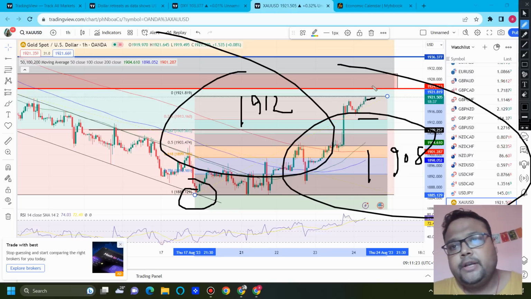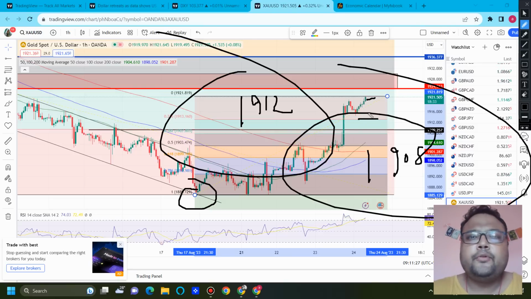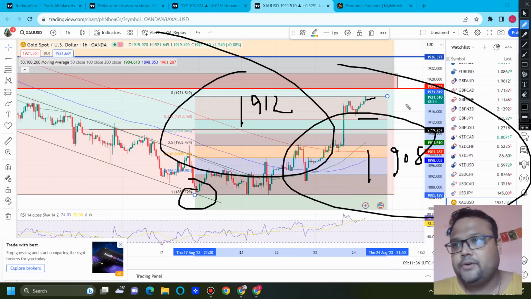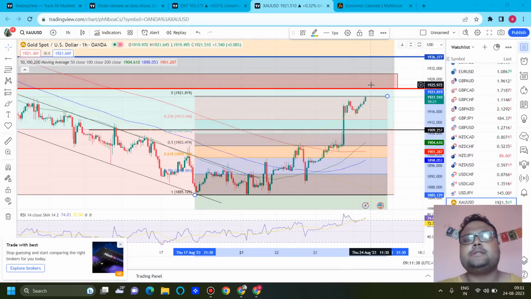On the other hand, during the day before the news, if market comes down, you can also look for some temporary bounce around the 1912 and 1908 level. We have derived these levels only with the help of Fibonacci, nothing else. So these are the trading opportunities.